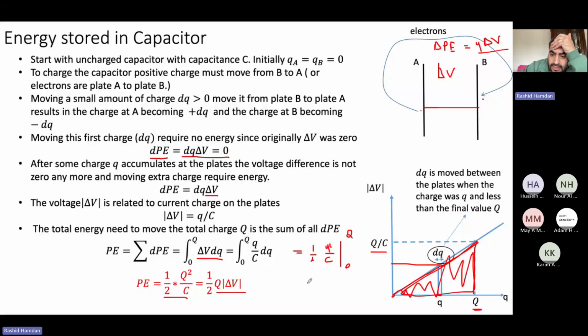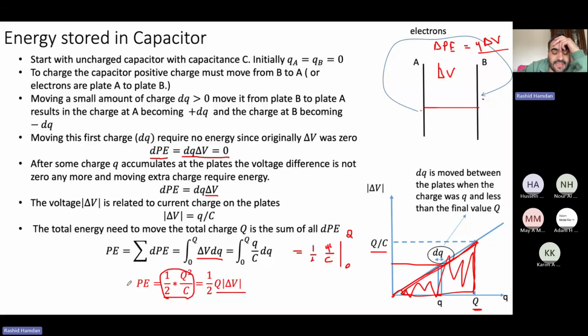Of course, I don't want you to remember how to do integrals. This is just one integral we're going to use, and it's clear from the graphic. We can take the area of a triangle. What is the area of a triangle? Height times base over 2. So the height is Q over C, and the base is Q. So we got half Q squared over C.